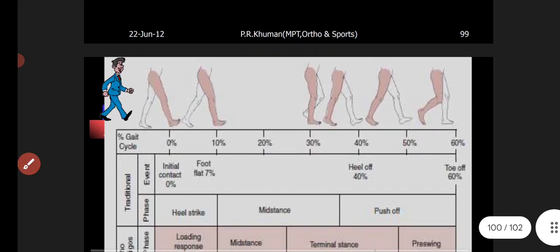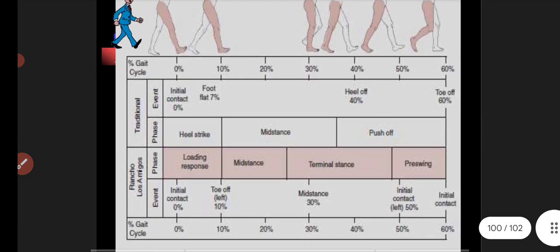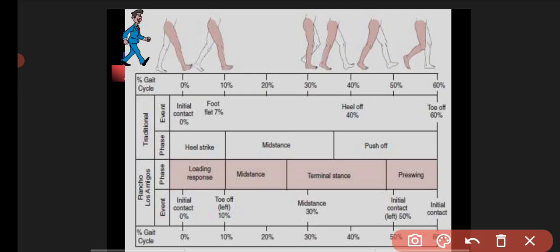And one picture: both the traditional and Rancho Los Amigos stance phases are there in this picture. You can see this is the traditional phase, heel strike to push off, and this is the Rancho Los Amigos, initial contact to terminal stance position.